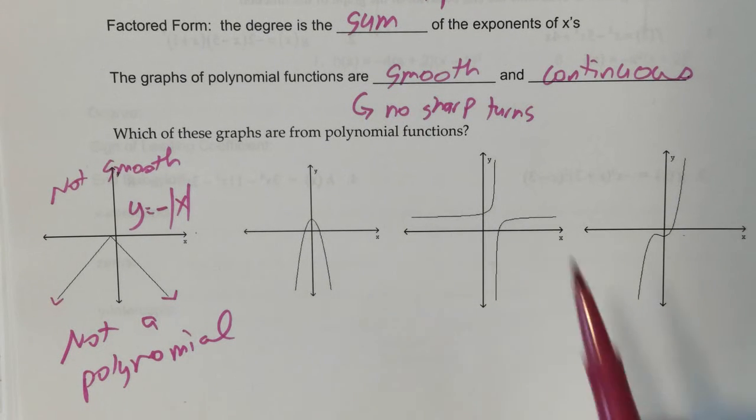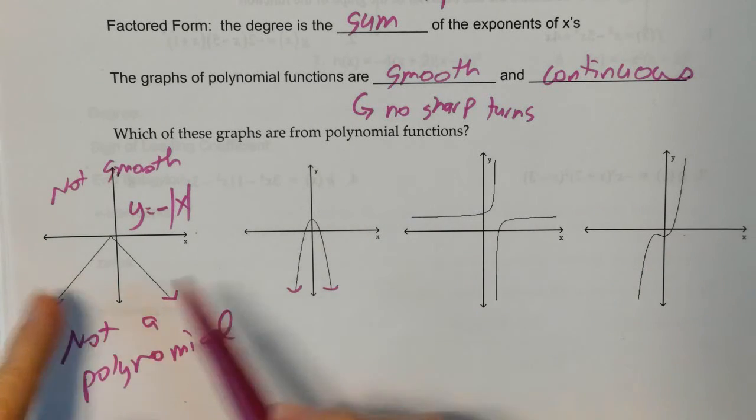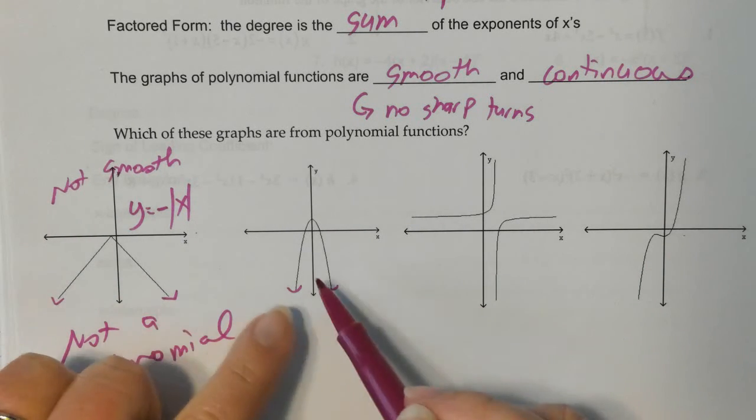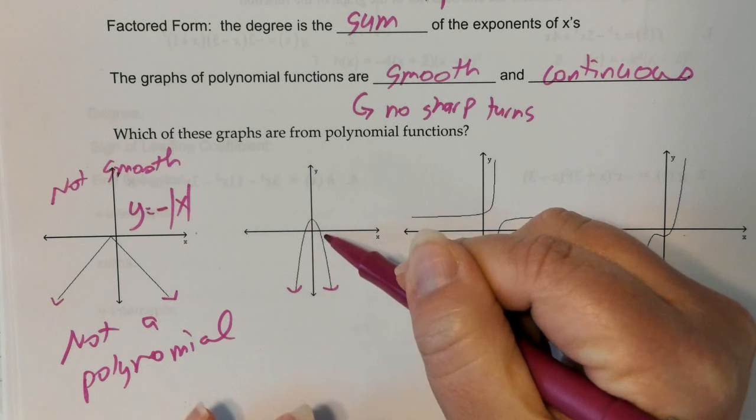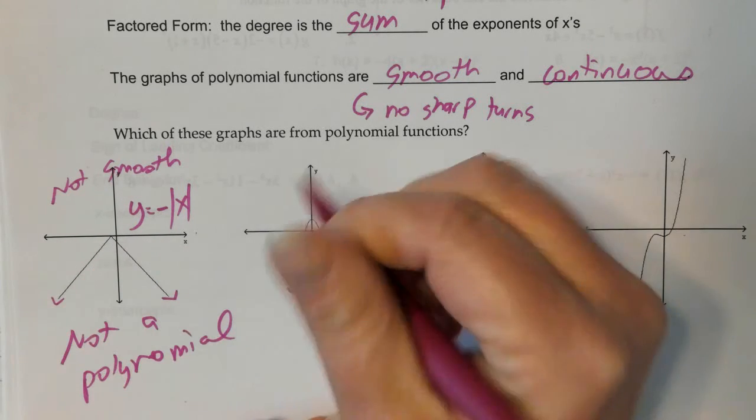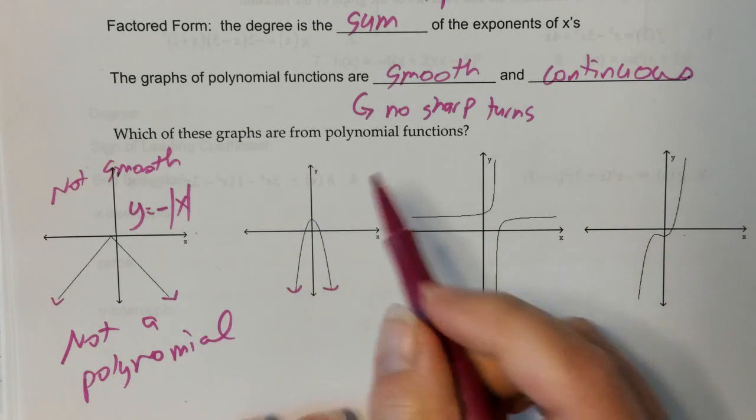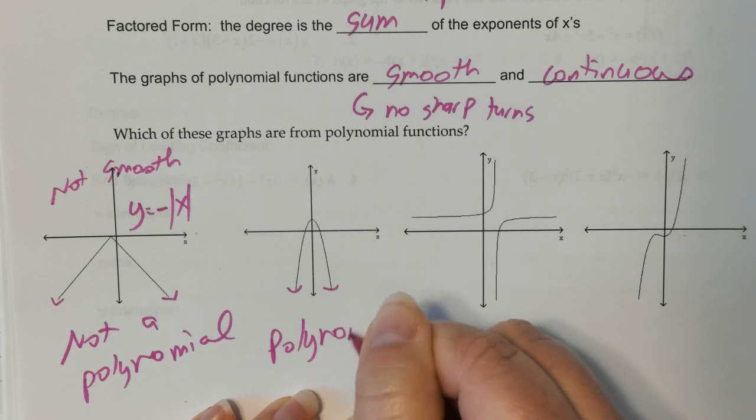Compare that to the second graph. This graph goes up and it comes down, same as the absolute value one did, but this one is smooth. It's going up and then it turned. It didn't zigzag, real sharp turn like we did over here. So this one is smooth and it's also continuous. So I'm going to label this as a polynomial.